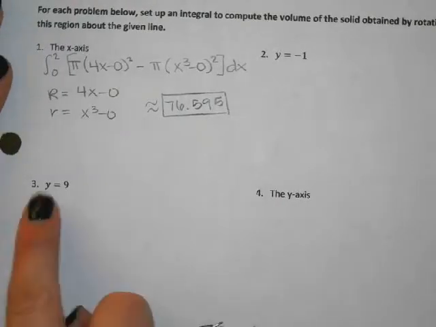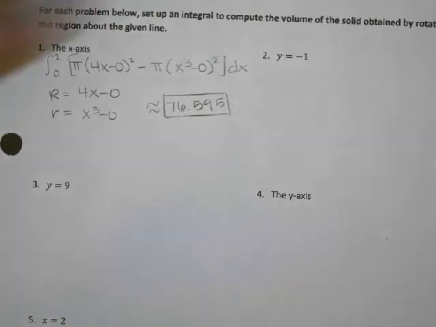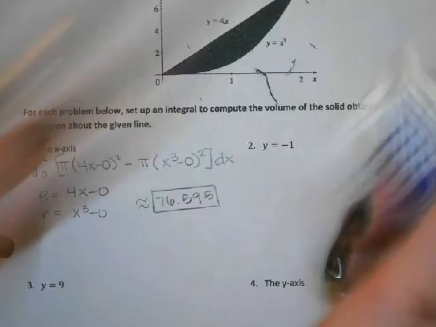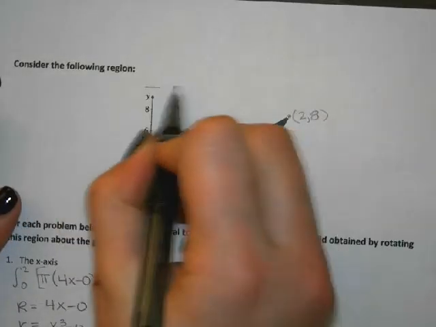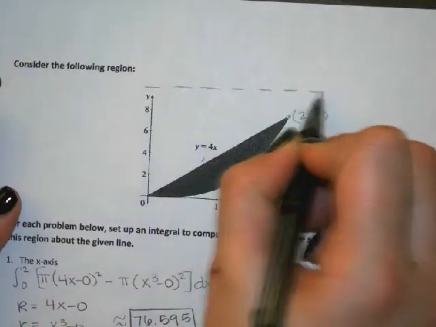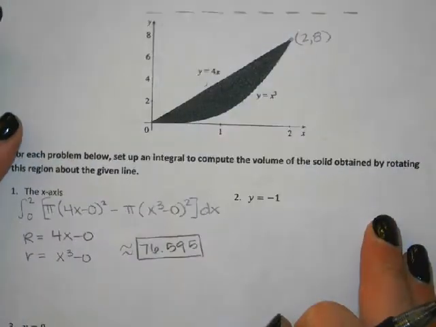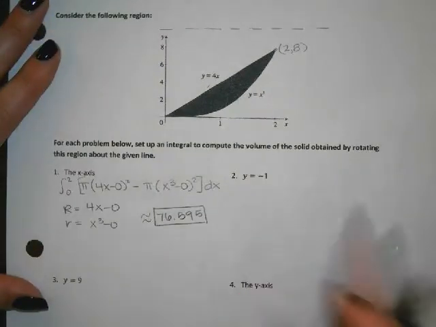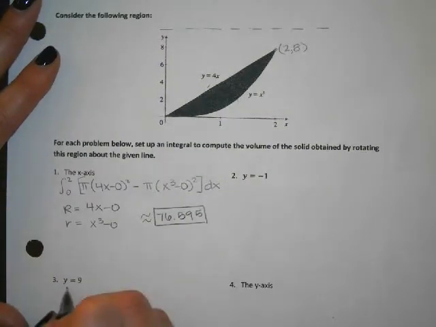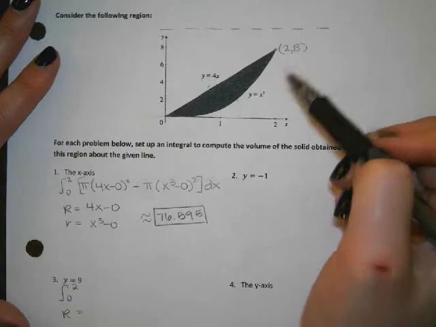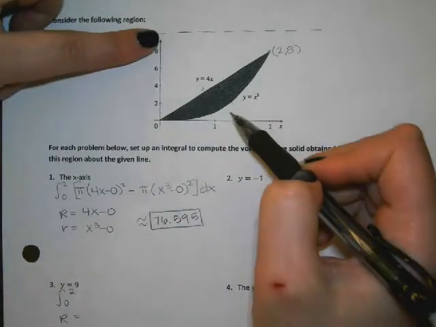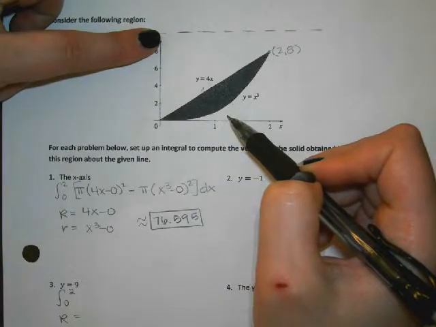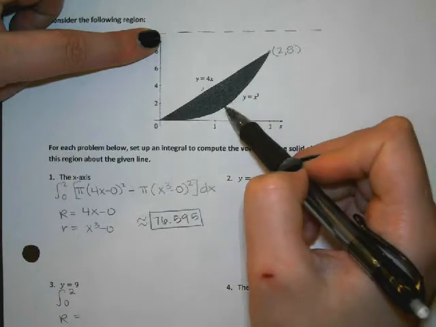All right, let's do number 3 next, because what you see about number 3 is that we have another horizontal line, but where does that horizontal line show up? This time it's above. Okay. So I still have my interval from 0 to 2. And this time when I figure out my big R and my little r, which curve is the furthest from the axis of rotation? X cubed ends up being the furthest this time.